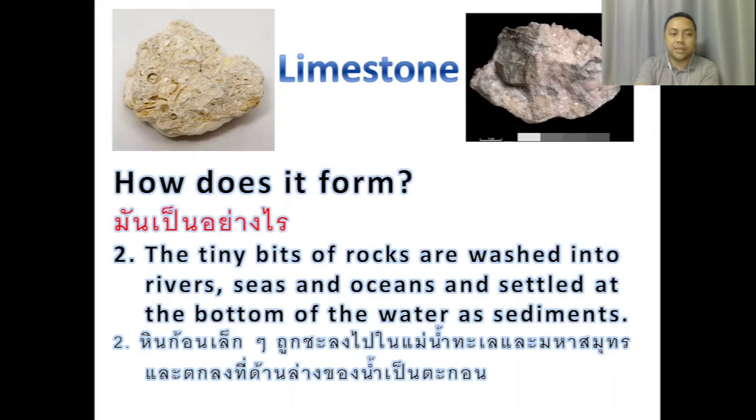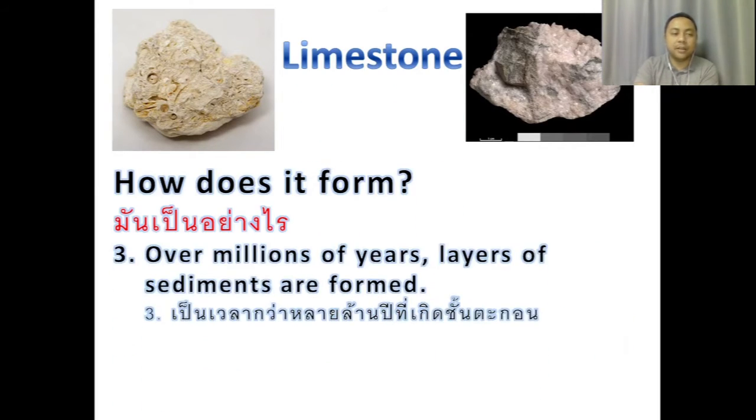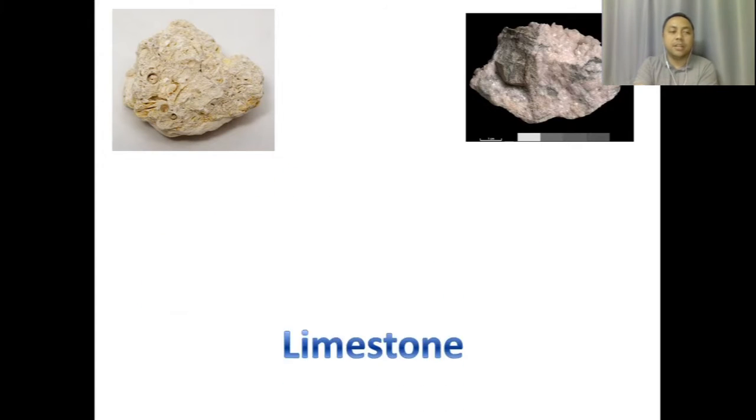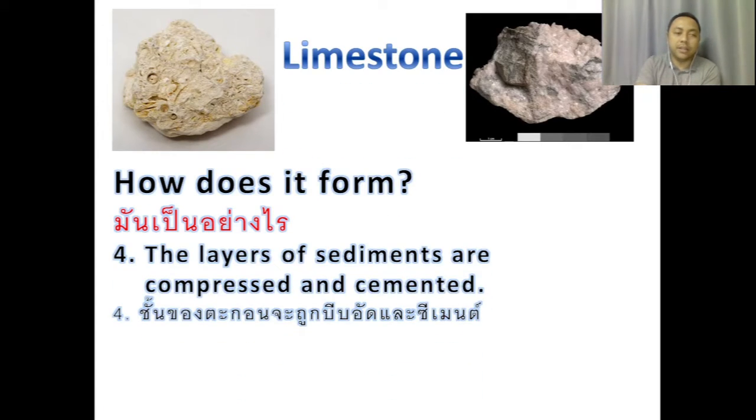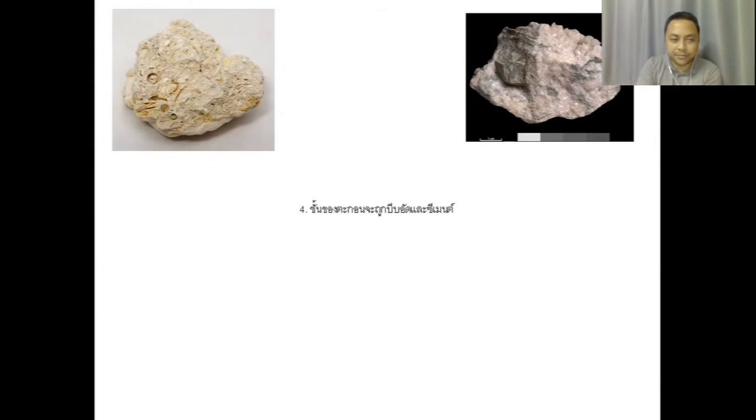Number 2, the tiny bits of rocks are washed into rivers, seas, and oceans and settled at the bottom of the water as sediments. And this is called sedimentation. Number 3, over millions of years, layers of sediments are formed. We are still in sedimentation. Number 4, the layers of sediments are compressed and cemented. And this is called compression and cementation.